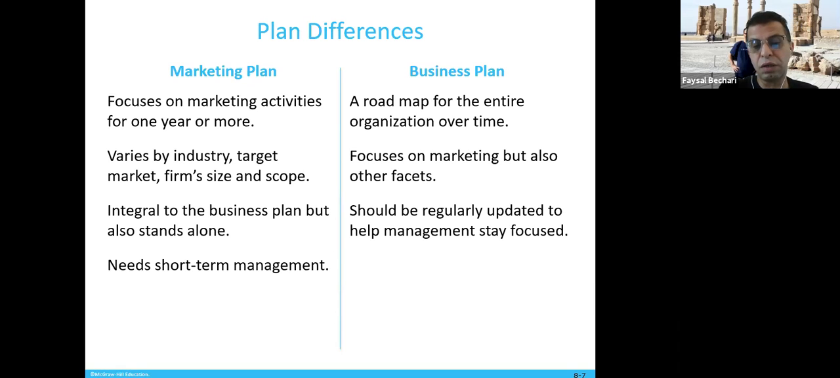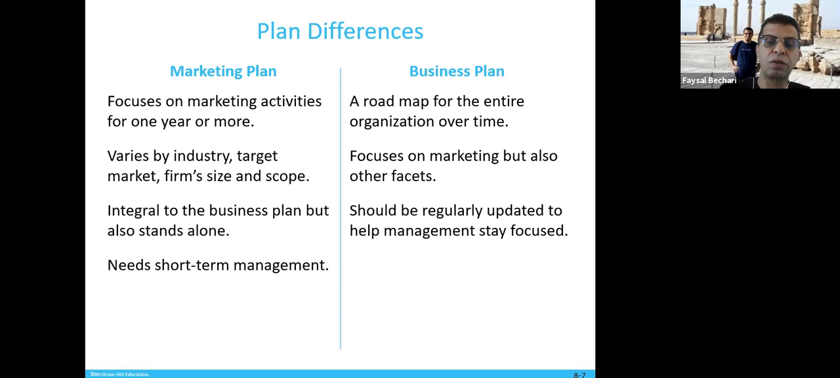It is integrated into the business plan, but also stands alone. The major part of a business plan is a marketing plan, as we said earlier, and it's integratable, but it can also stand alone and needs short-term management, so that when you do a marketing plan, you know there is always influence, and you need to adjust your marketing plan after a while.